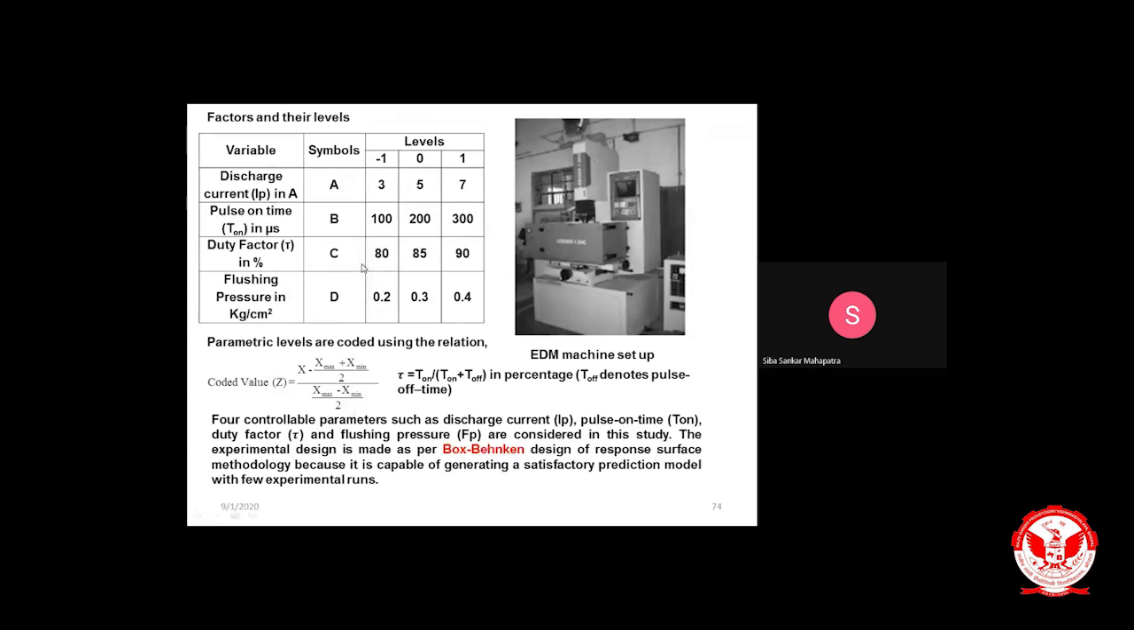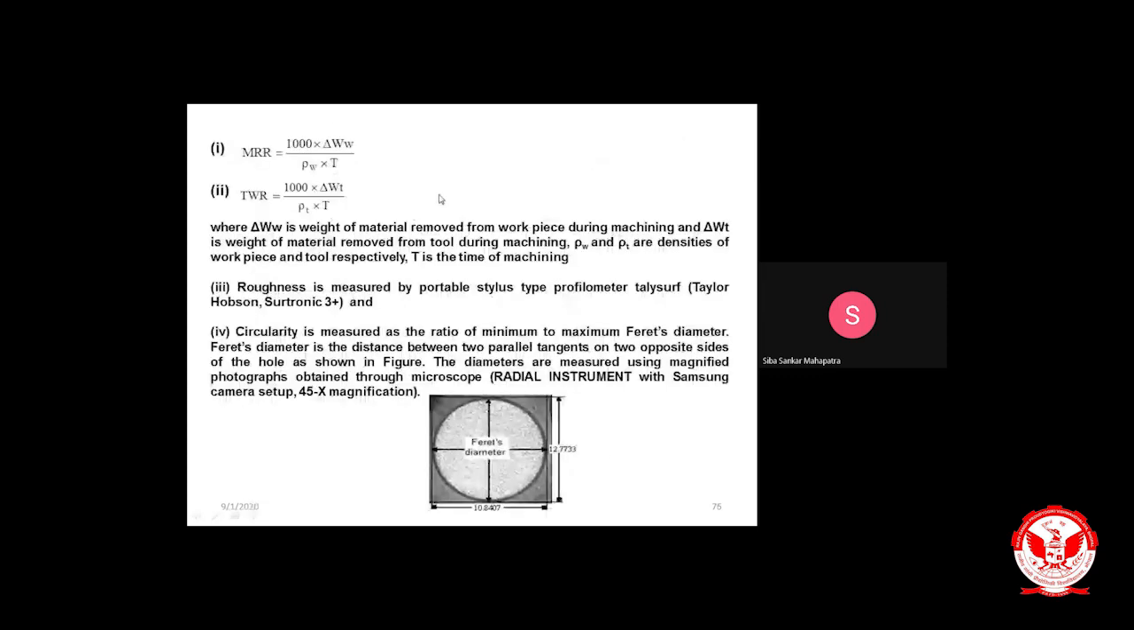Now here we have used a Box-Behnken design. In the Box-Behnken design, all the factors will be at 3 levels. So this is the Box-Behnken design, and conducting the experiment, 27 experiments have been conducted, for the discharge current, then pulse on time, duty factor, and the flushing pressure. Then the job is to calculate material removal rate, tool wear rate, surface roughness, and the circularity.